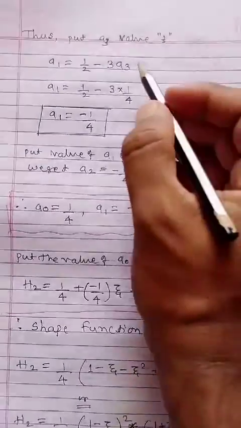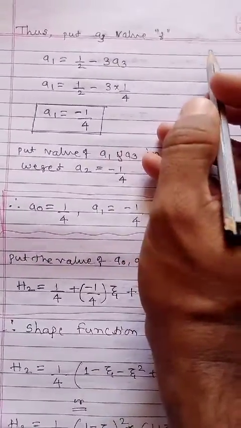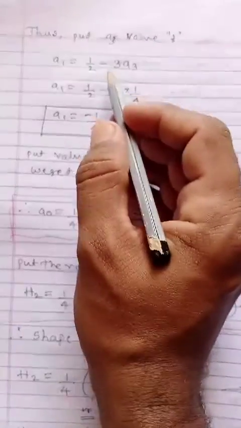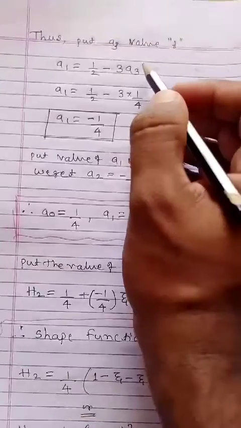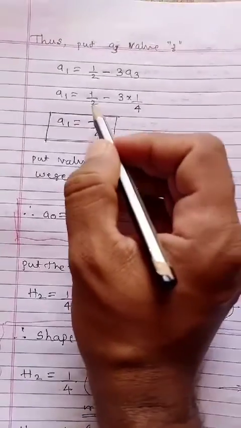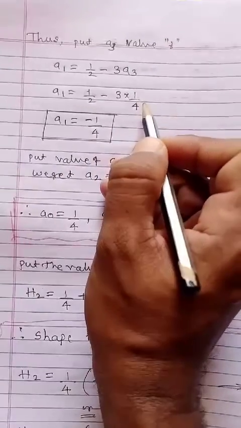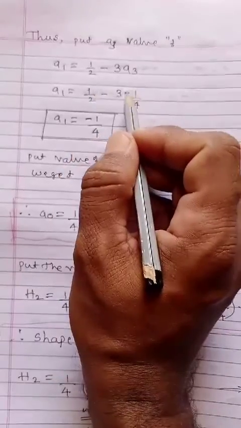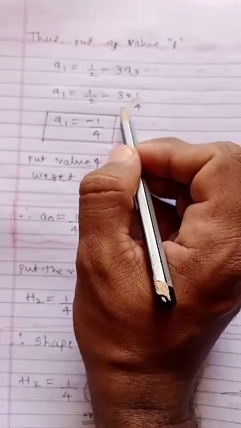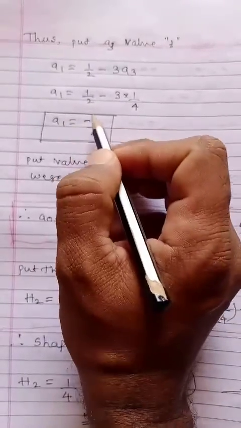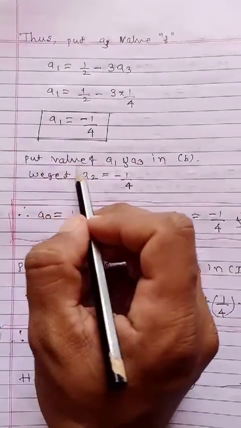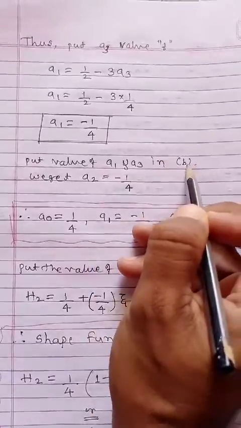Okay, now similarly put the A3 value in equation F. A1 equal to 1 by 2 minus 3A3. The A3 value we already calculated, that is 1 by 4. So 1 by 2 minus 3 by 4, the value is minus 1 by 4. So the A1 value is also calculated. Similarly put the values of A1 and A3 in equation B.